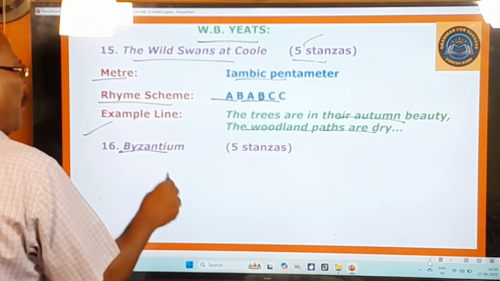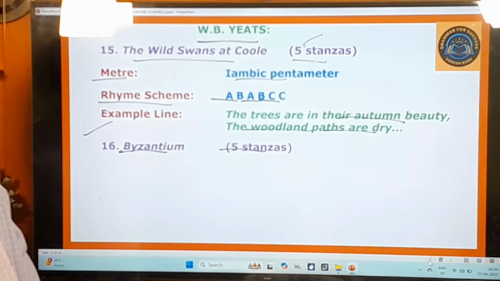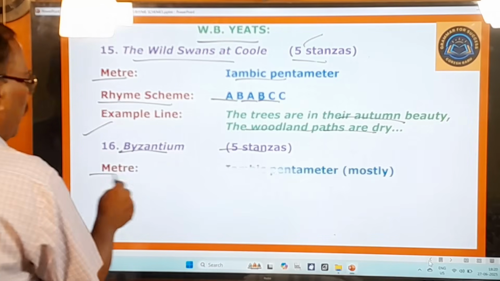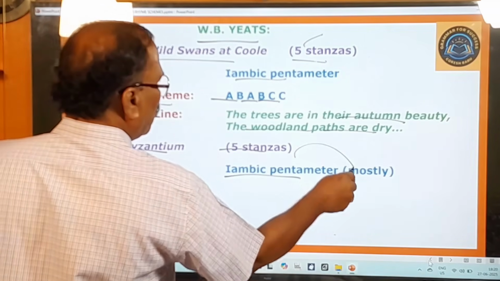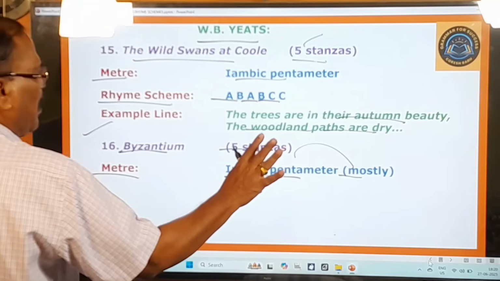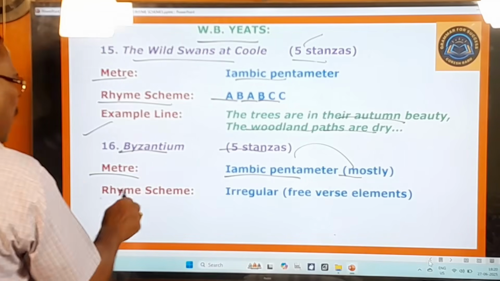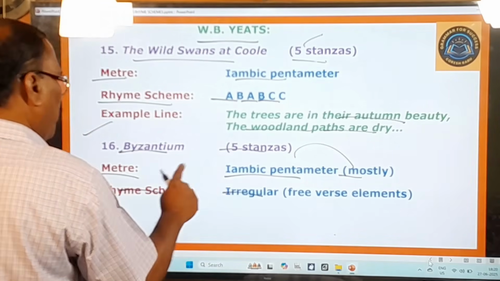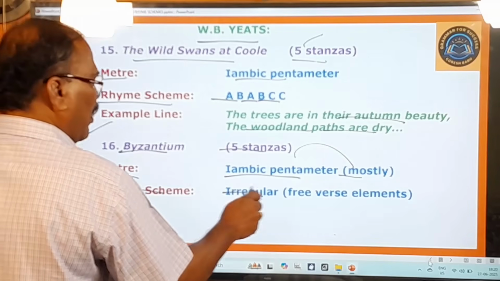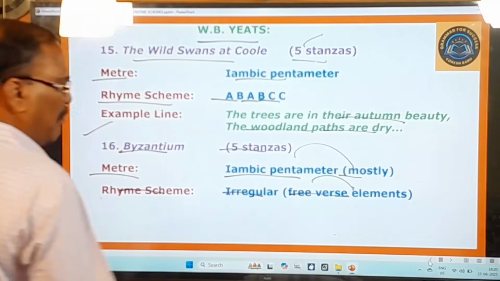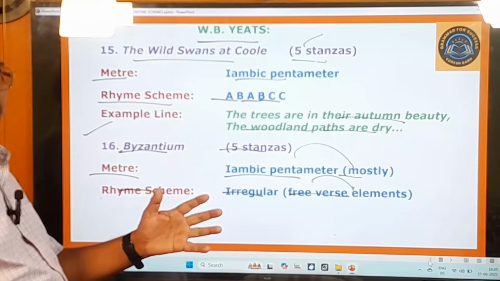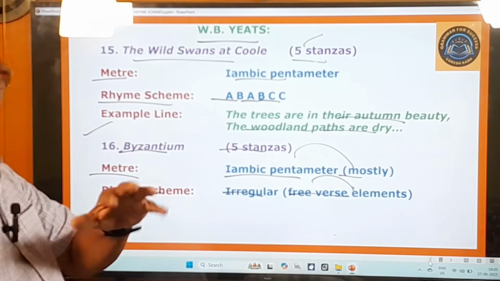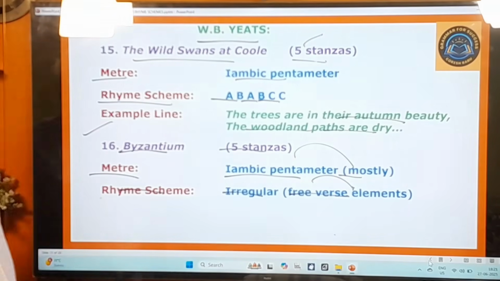It's a very important poem. 5 stanzas are there again in this poem. The meter followed is iambic pentameter. Most of the time, iambic pentameter is followed in this poem. The rhyme scheme is irregular. Free verse elements are there, because in free verse there will be no regular rhyming pattern. Here you pay attention.